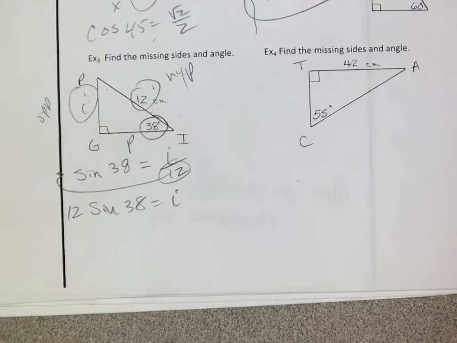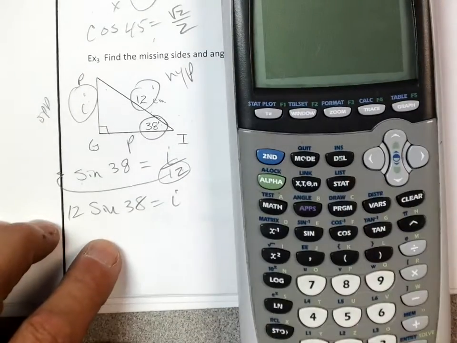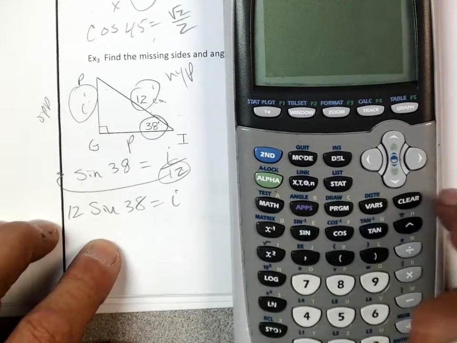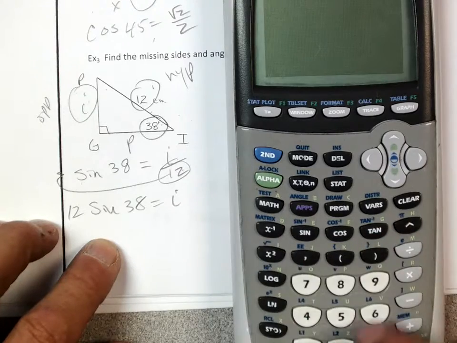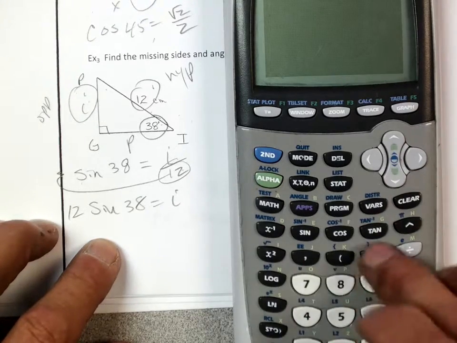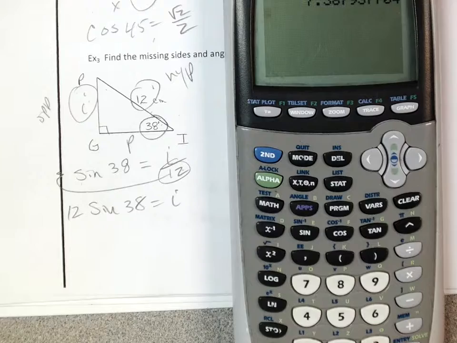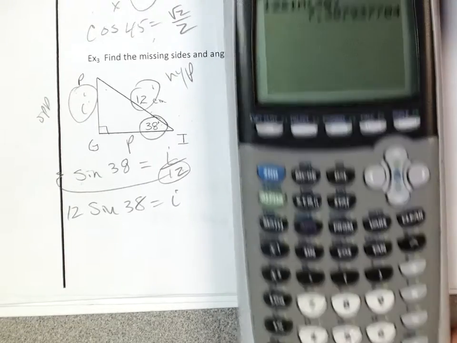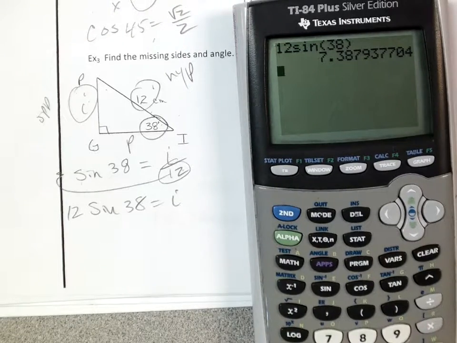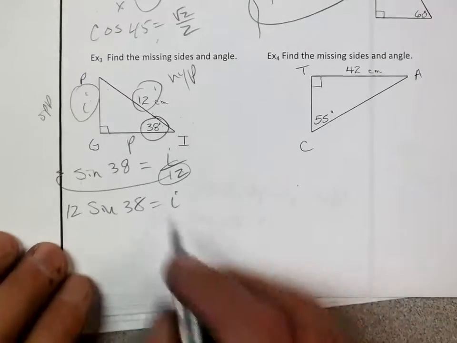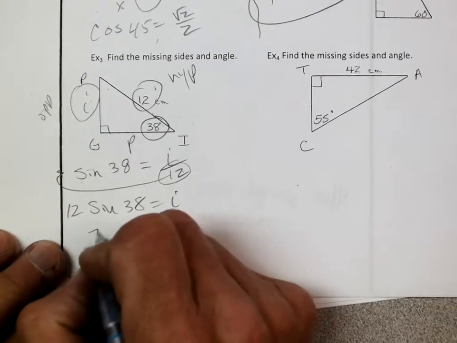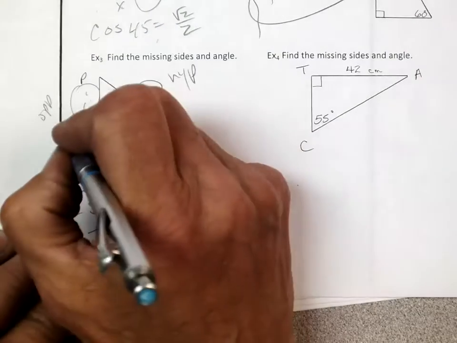And then all we have to do is just use our calculator, right? Make sure you're in degree mode, right, Carlos? 12 sine 38. Did you guys get about 7.4? Thumbs up if you got 7.4. Okay, good. All right, so little I is 7.4. Okay, easy, right?